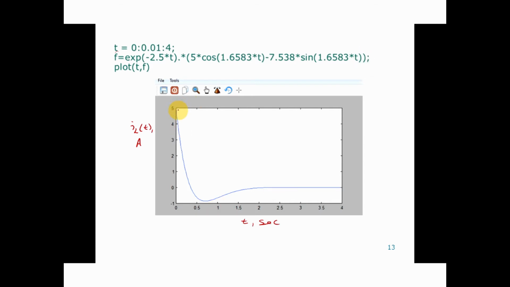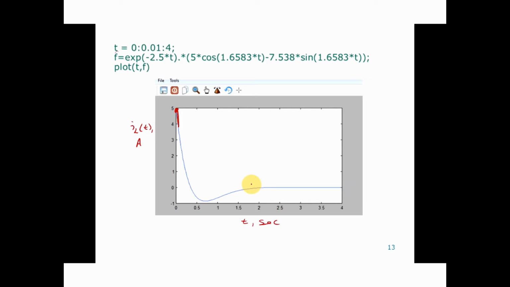You can see this is your initial condition. Here we are at 5, and we're shooting straight down, negative 25, that was the slope. And then you get this sinusoidal oscillation, which damps out pretty fast.